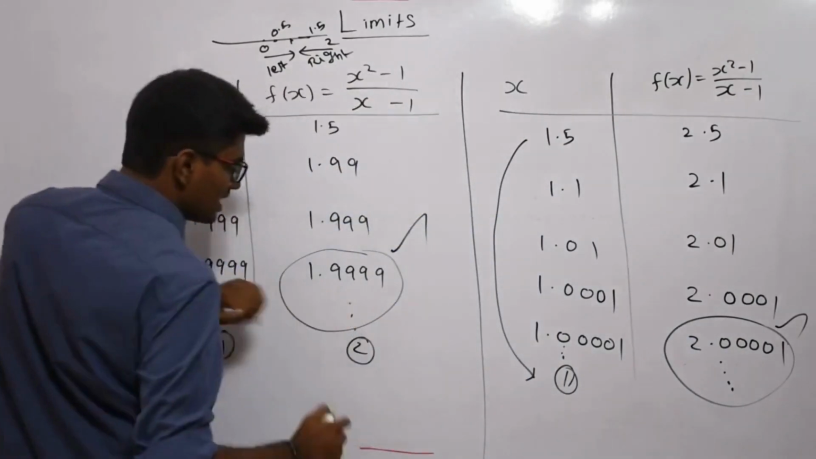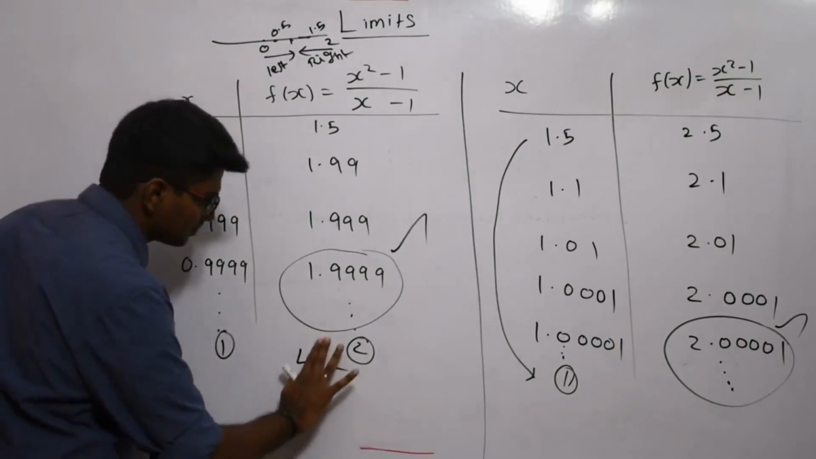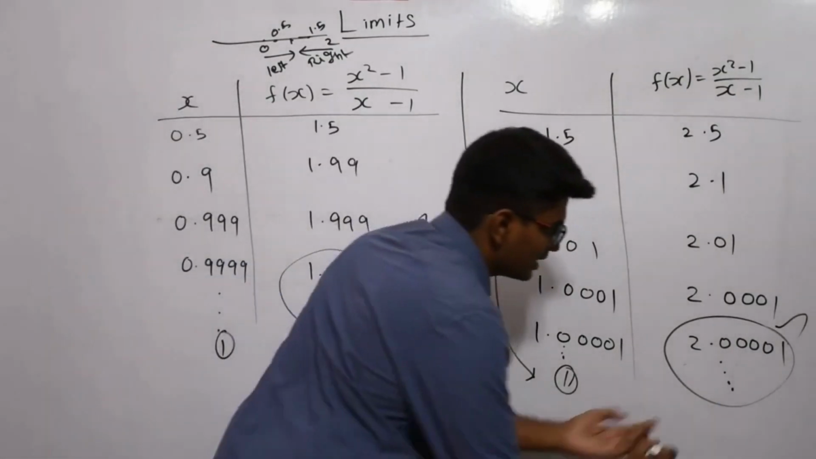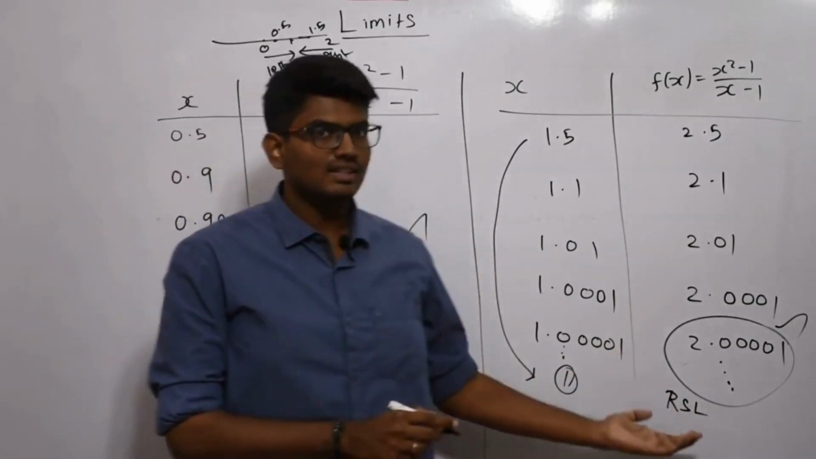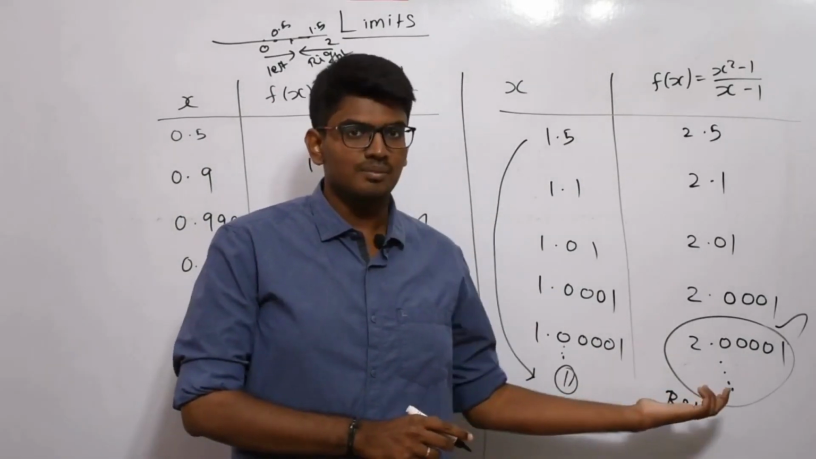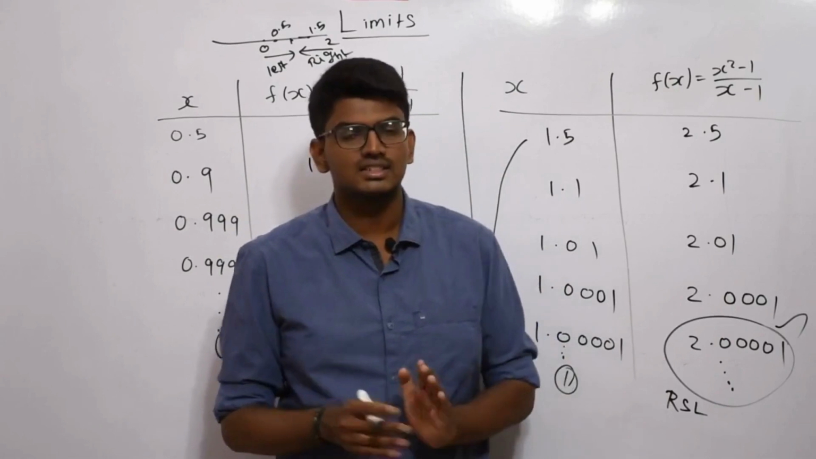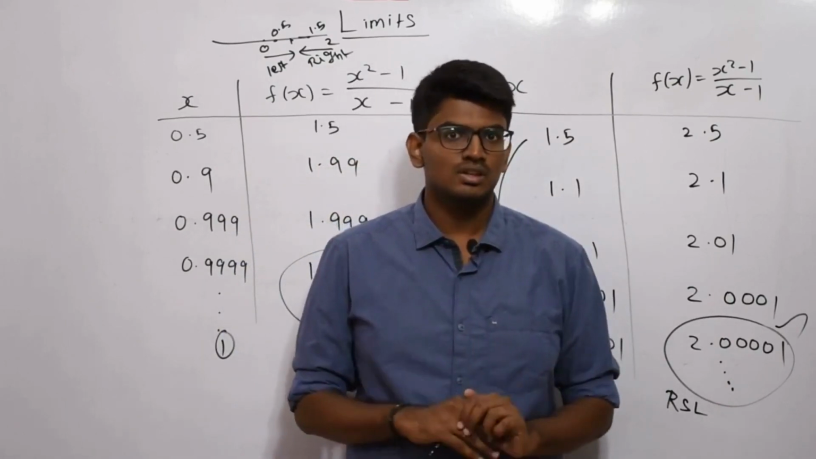This limit is called the left hand side limit or left side limit, and the other is the right side limit. The left hand side limit and the right hand side limit should both be the same. If both are the same, then we can consider that the limit exists. If both are not the same, then we cannot say that the limit exists.